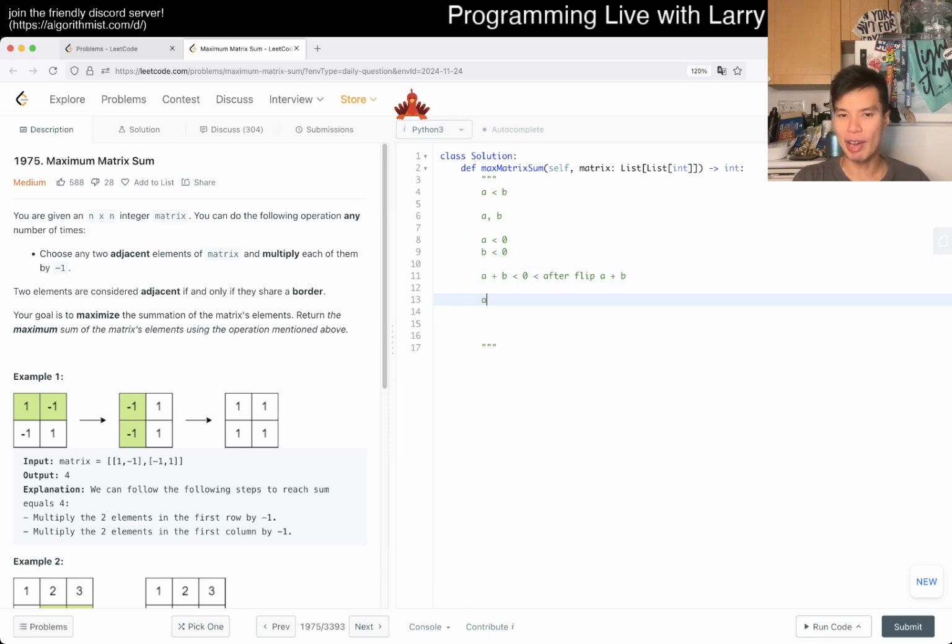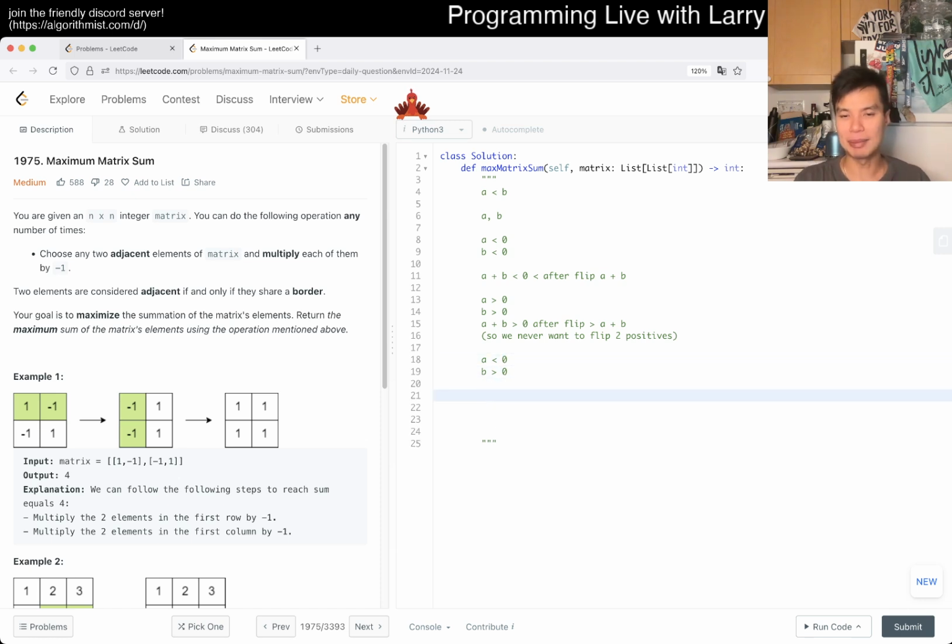The other case is also more obvious: if they're both positive, then after the flip it's going to be less than A plus B. So we never want to flip two positives. The third case is A is less than 0 and B is greater than 0. Remember that A is less than B, so this is the only other case, but you can do the mirror if you like.